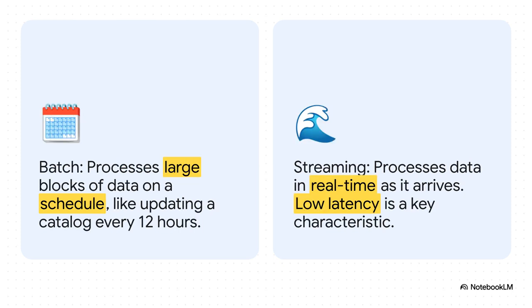The next piece of this puzzle is all about timing. Is your data showing up in big, scheduled drops, or is it a constant, never-ending river? You've got batch processing, which is kind of like getting your mail once a day. You process a big block of data on a set schedule, like updating the entire product catalog overnight. But then you have streaming, and that's like a live news feed. Data gets processed the very instant it's born. Think of a wind turbine firing off thousands of sensor readings every single second. With streaming, low latency isn't just nice to have, it's absolutely critical.